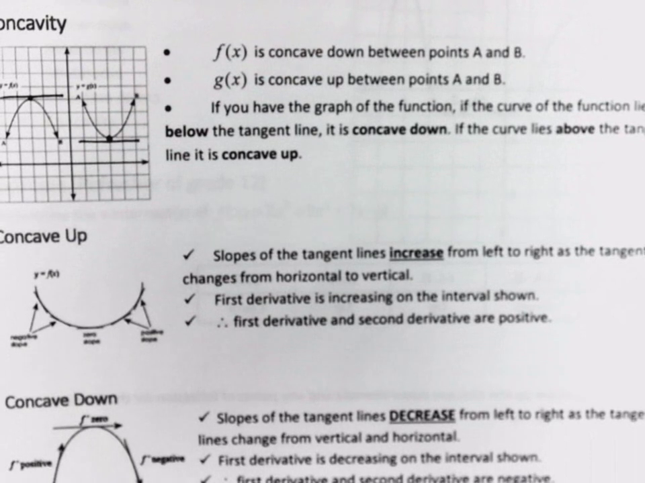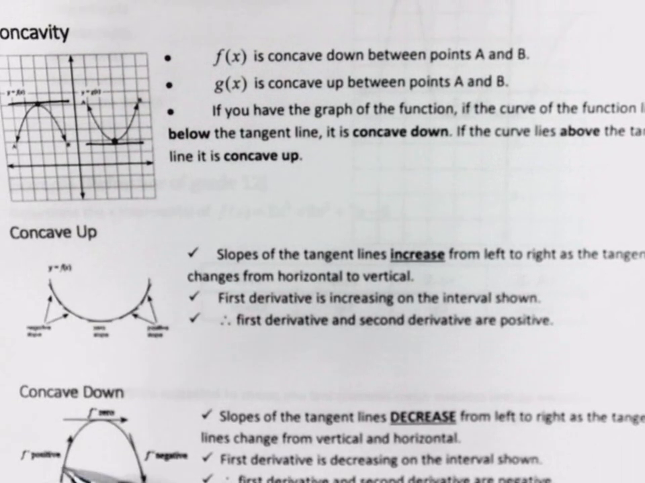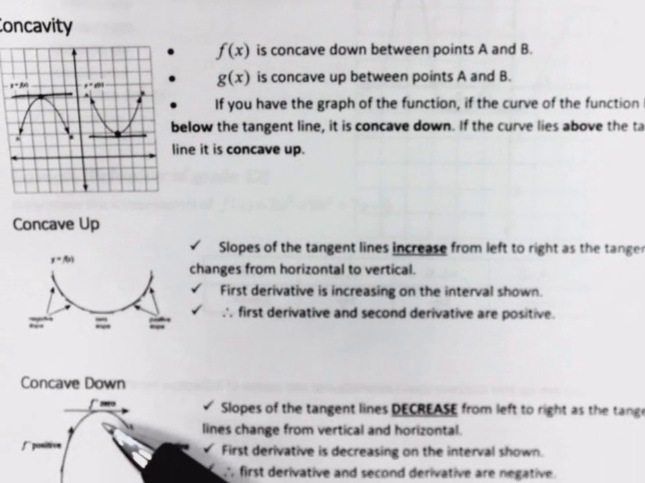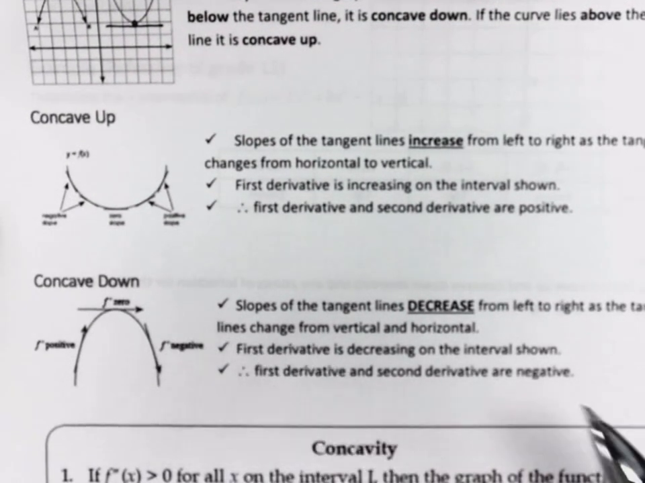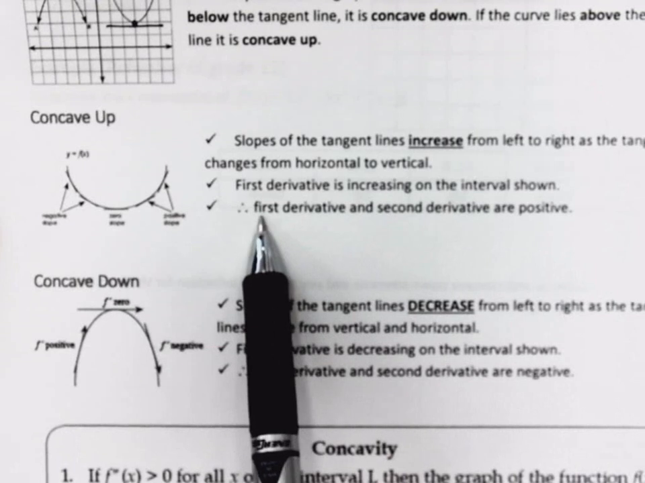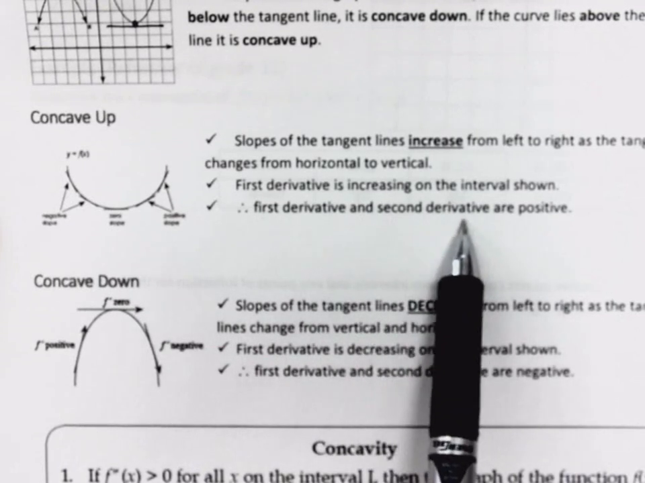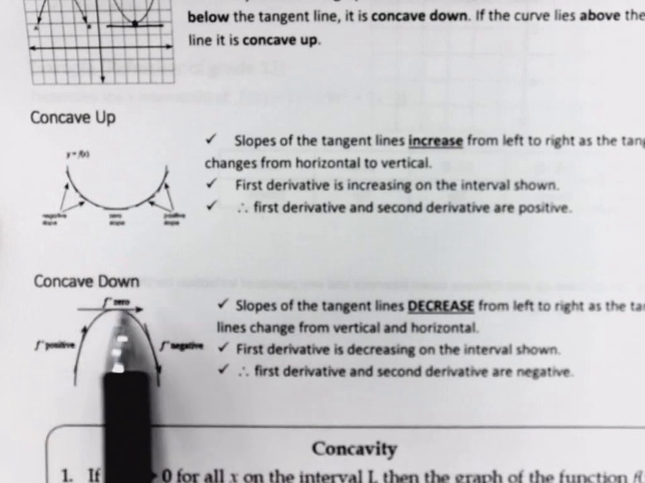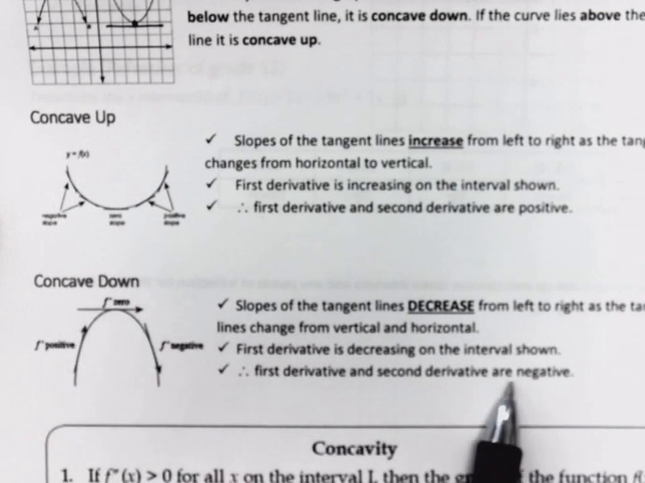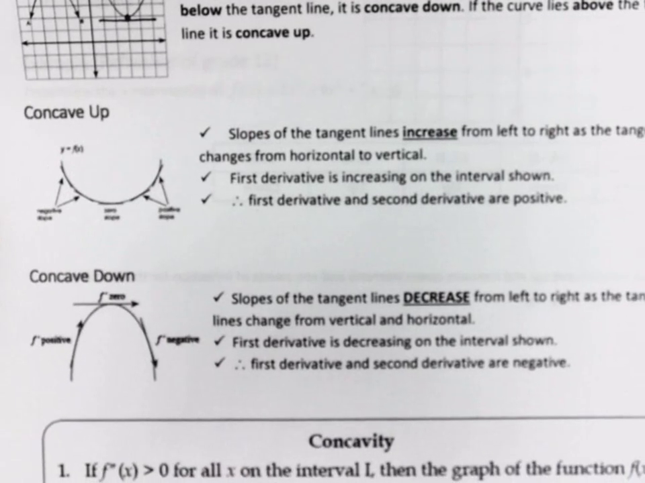Concave down is going to be the opposite of that. Your slopes would be positive, positive, positive, then they're going to hit 0, and then they're going to come down from that. So what we know here is the first derivative is increasing and the second derivative is positive for concave up, and for concave down, the second derivative is negative.